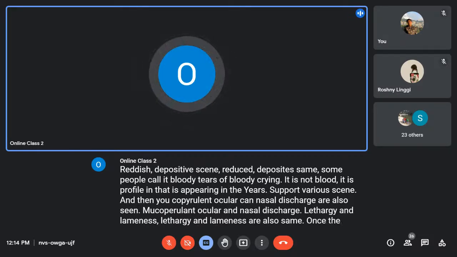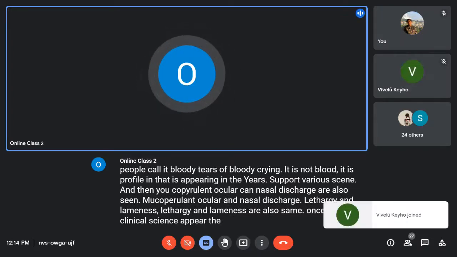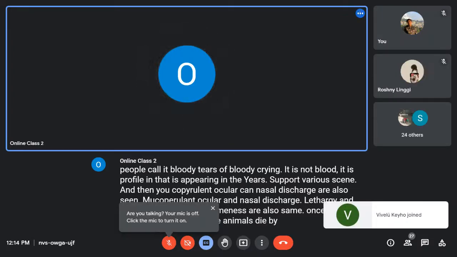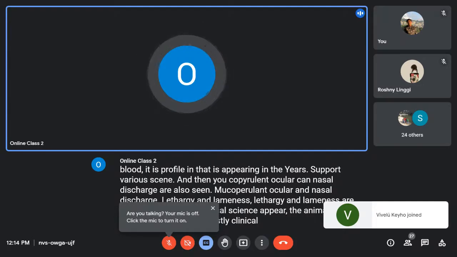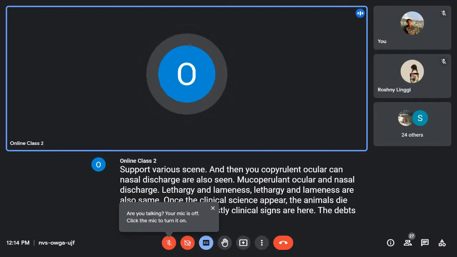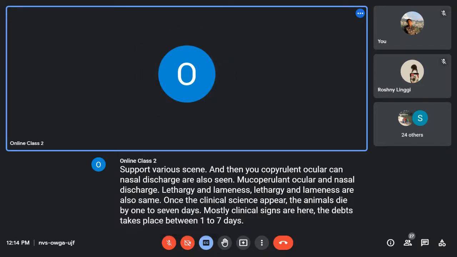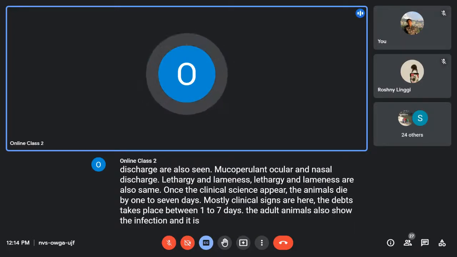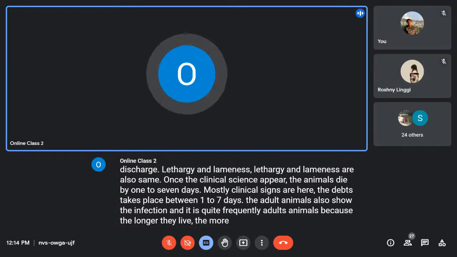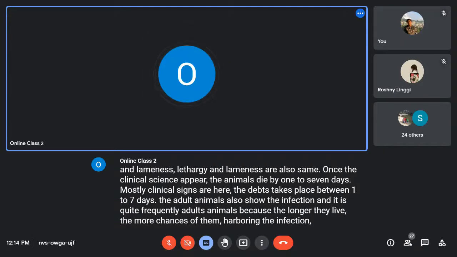Once the clinical signs appear, the animals die by 1 to 7 days. The adult animals also show the infection, and it is quite frequent in adult animals because the longer they live, the more chances of them harboring the infection.